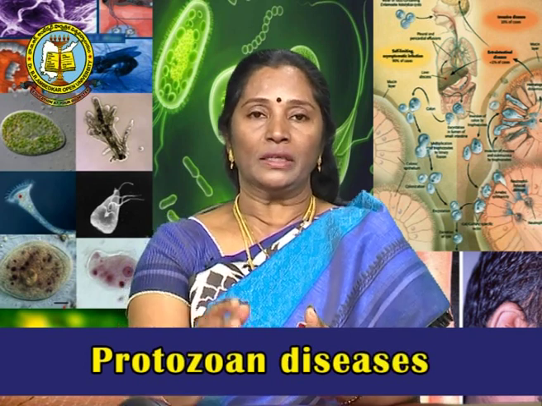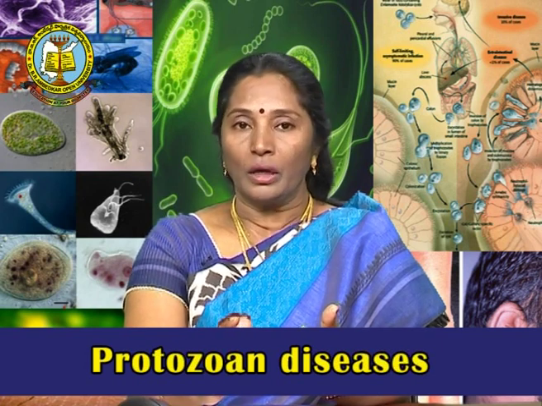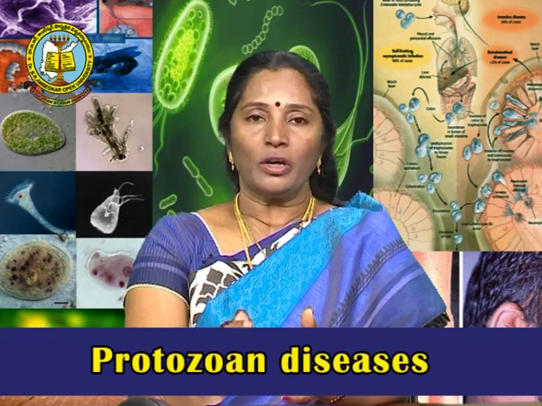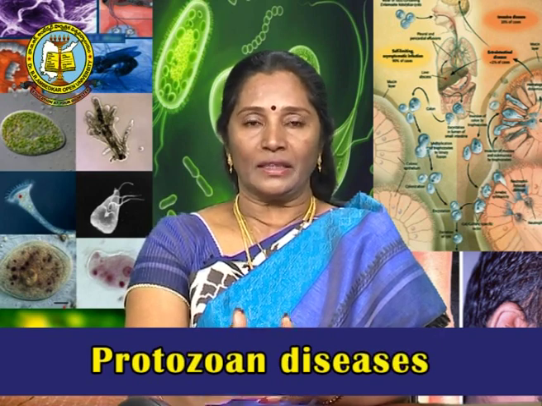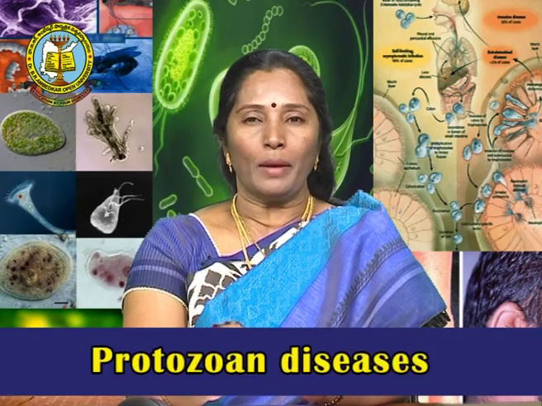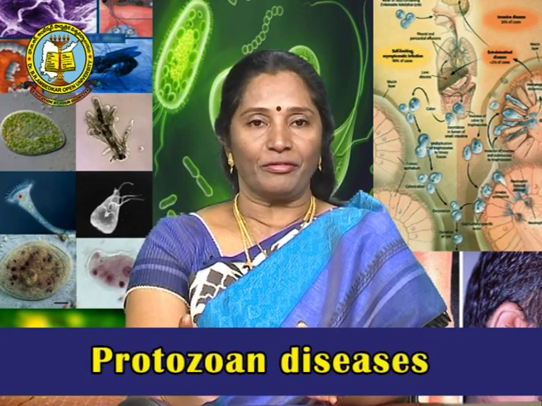We've discussed that Leishmania is going to cause cutaneous Leishmaniasis, mucocutaneous Leishmaniasis, and visceral Leishmaniasis. We'll talk a little bit about what these different forms are. Symptoms of Leishmaniasis are skin sores, that is wherever it's biting, you have a skin sore, a bumpy structure that erupts after the person is bitten by this infected sandfly.